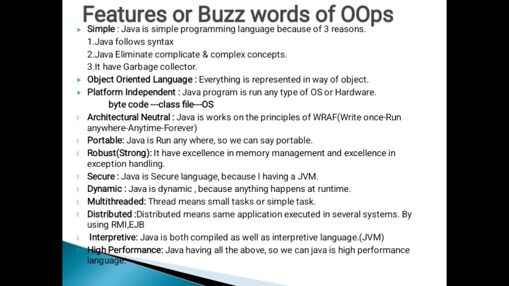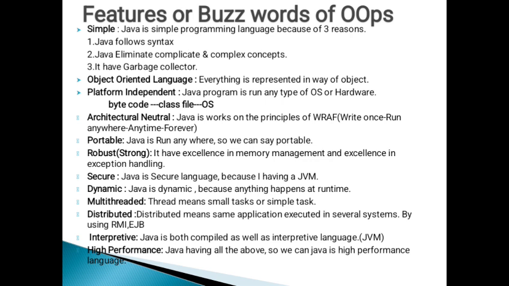The third reason is that Java has garbage collection. That means if an object is no longer used, the garbage collector releases the memory for that object. So the program takes less memory and automatically less execution time. Next feature is object oriented. Everything is represented in the form of objects, so it can be easily understood and is readable.